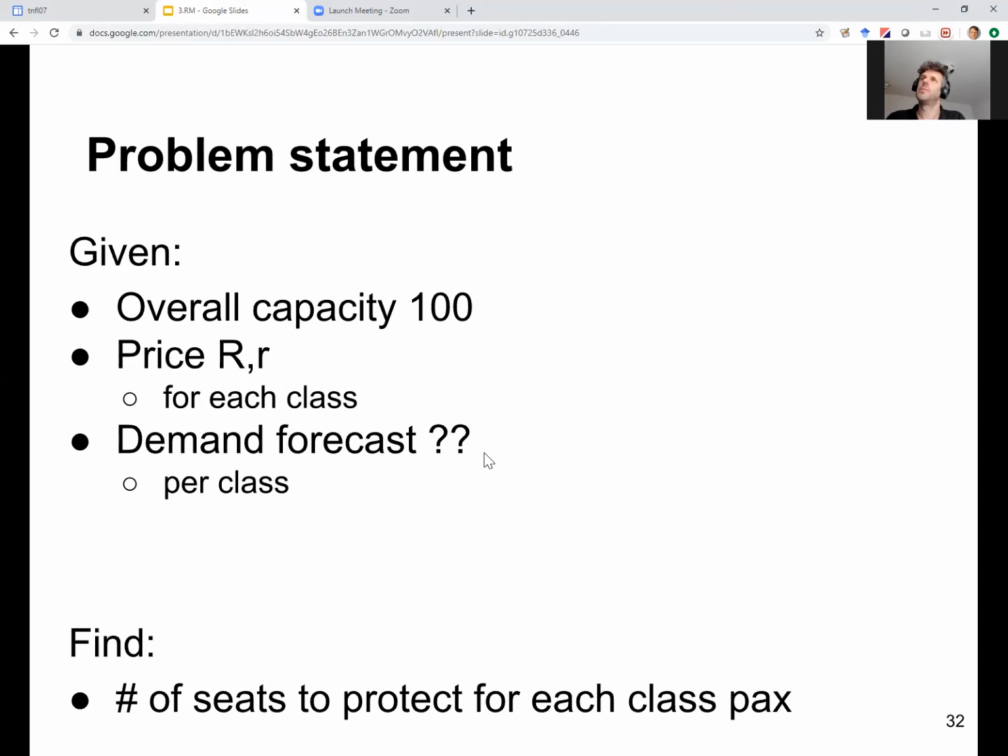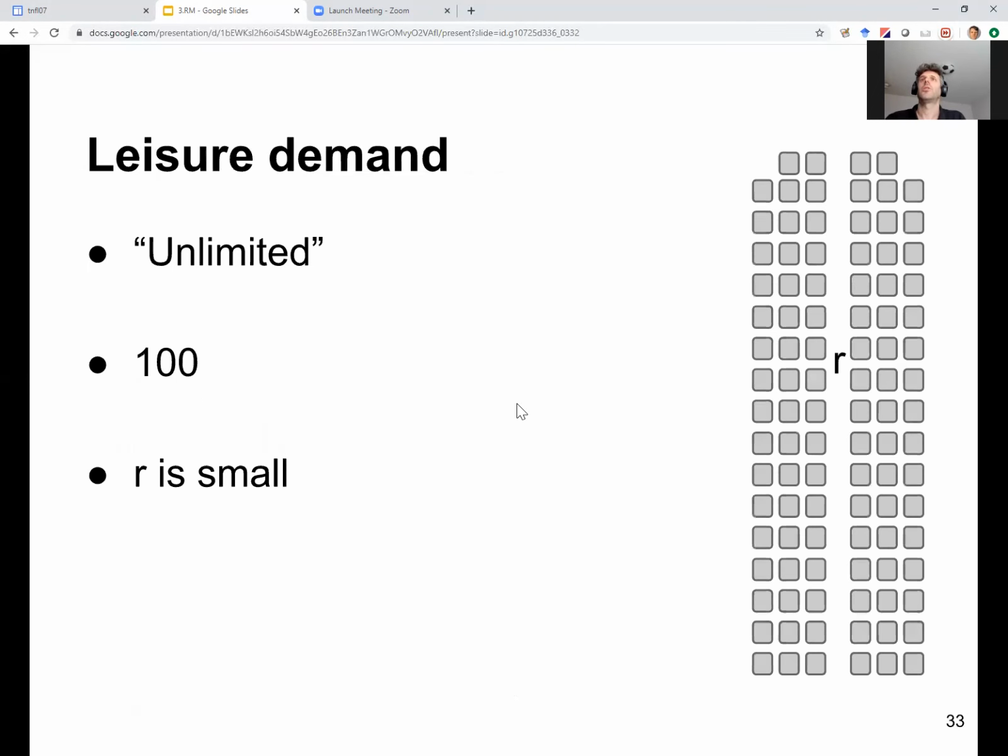Demand forecast. So what does it mean that we want to have the demand forecast per class? Here is our model. We will assume that the leisure demand is large. The price is so small that if you want, you can fill all the seats with leisure passengers.